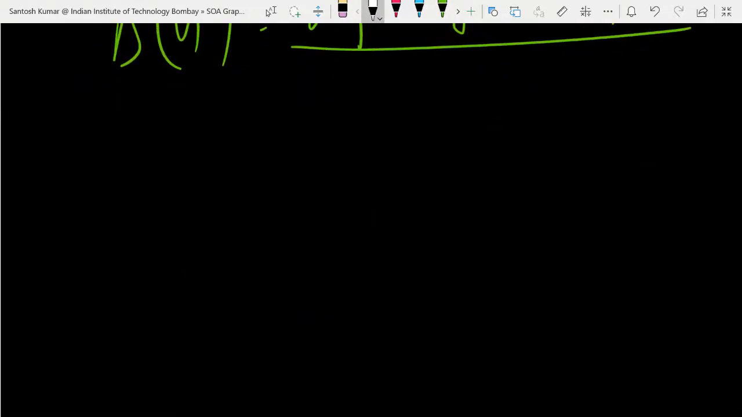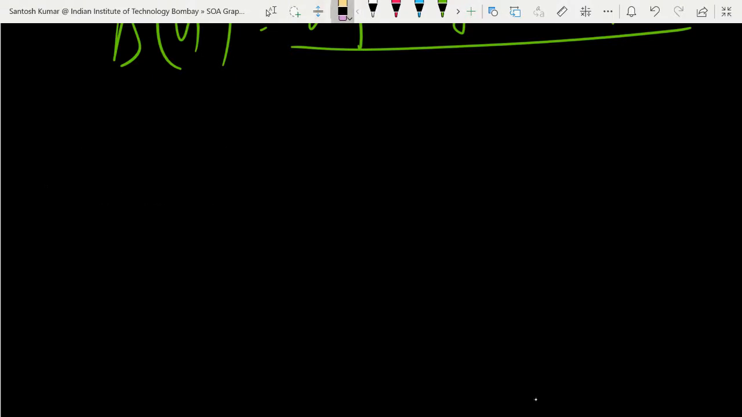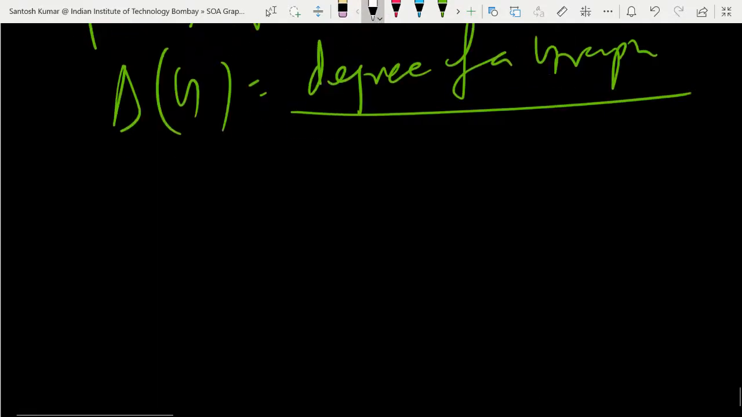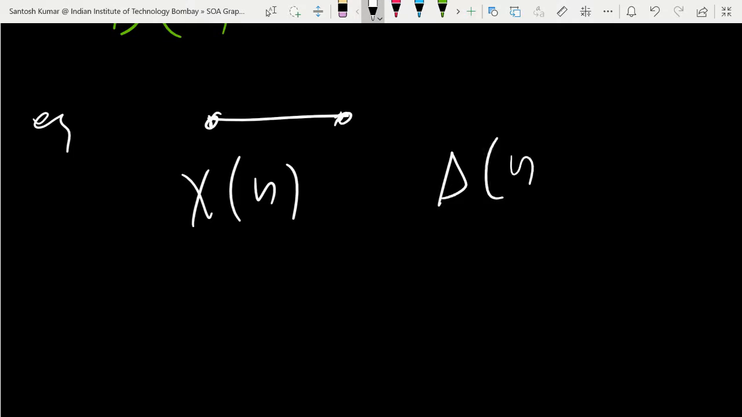So now we have the proposition. So the proposition is, okay, before the proposition, I would like to show you a few examples. Then you will be able to notice. For example, let's start with this K2. So what is the chromatic number and what is the degree of the graph?